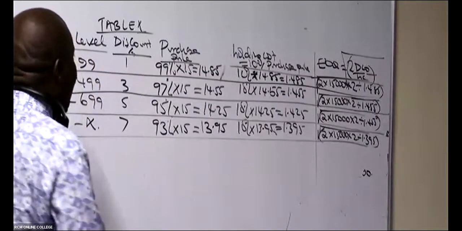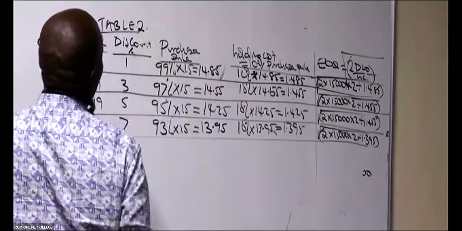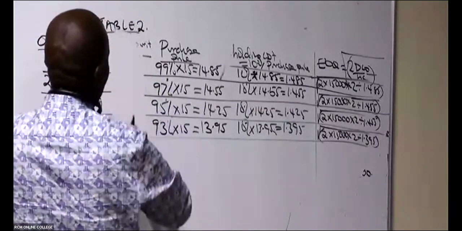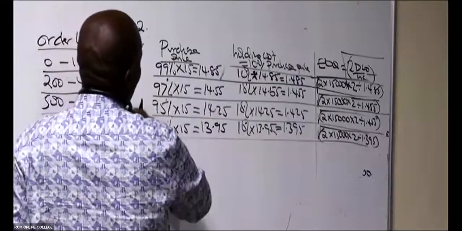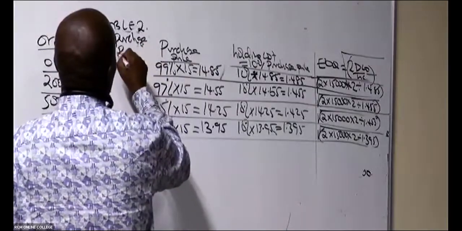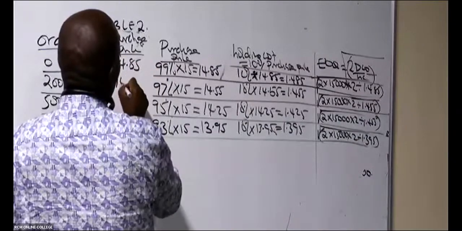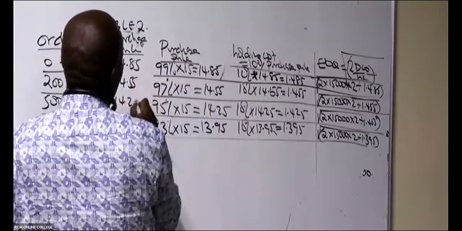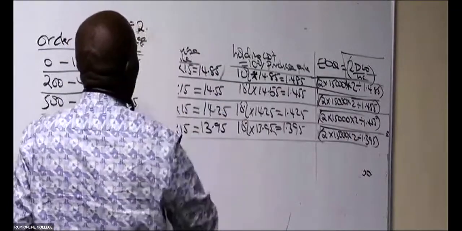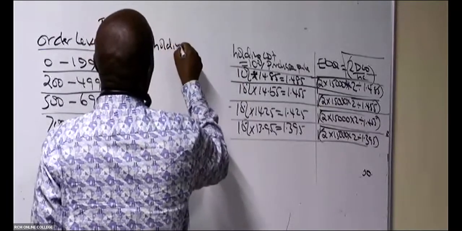So then go ahead and write there, table 2. In this table 2, I will simply copy the order level. I need the purchase price, so I'll copy it: 14.85, 14.55, 14.25, and then 13.95. I will as well copy the holding cost, just the final figures.